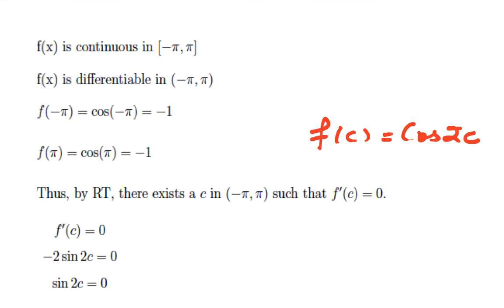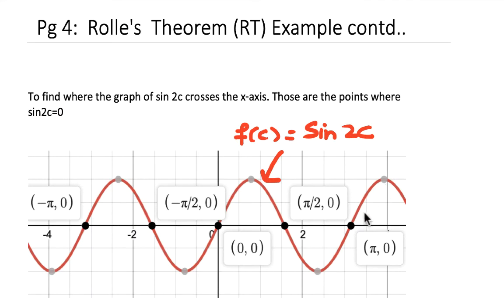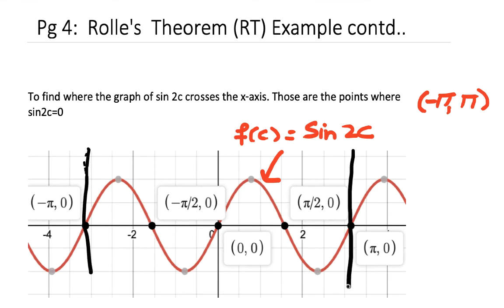To do that, we are going to look at the graph of this function sine 2C. To find where sine 2C is 0, we're basically going to look at where the graph is touching the x-axis. Remember, it has to be in the interval minus pi to pi. That's where we are going to be checking. So the minus pi to pi, notice, is here. These endpoints are not included, guys. So we are looking at the points in between.